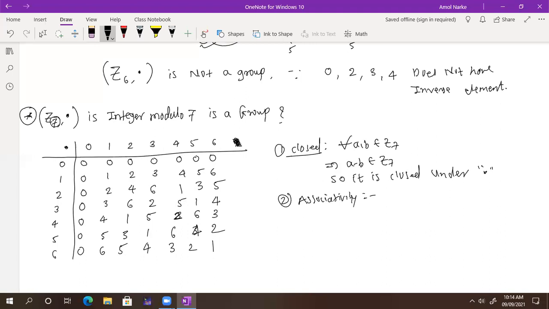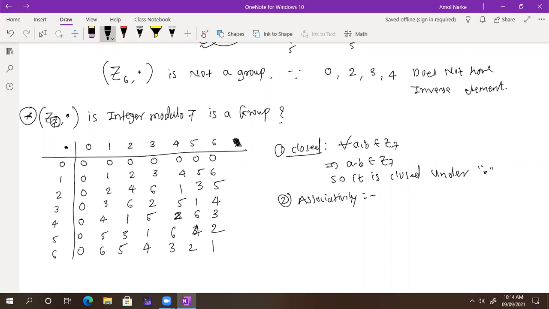Everyone agrees it is a group? No, actually for 0 we don't get 1. 0 does not have an inverse. So Z7 star will be a group, but Z7 is not a group under multiplication, just because of that 0. If I remove that 0, then whether it is a group? Yes, sir. Then it will form a group.